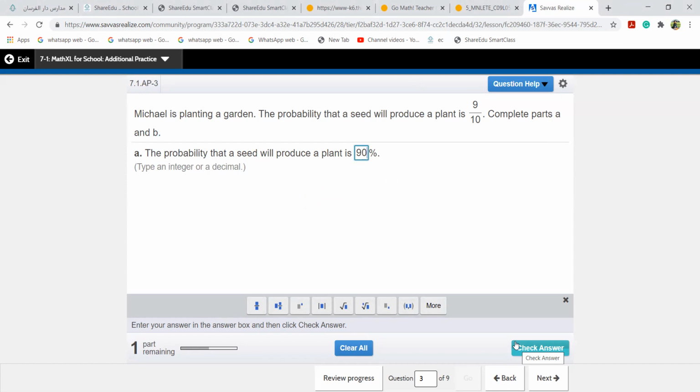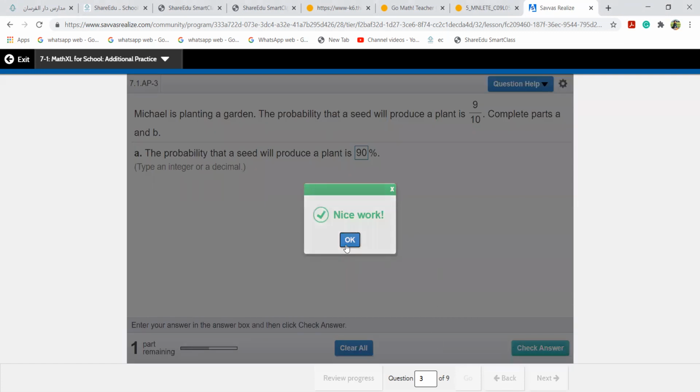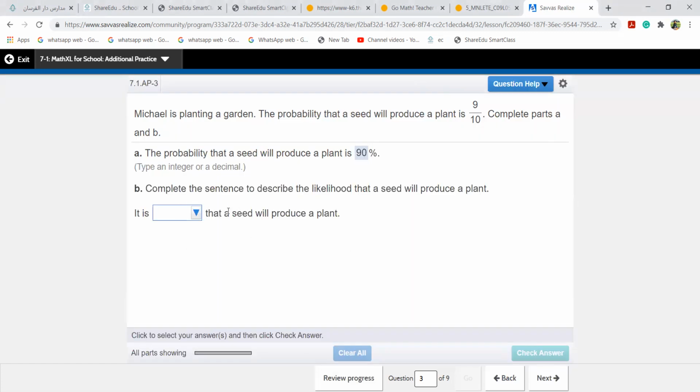Is it likely, unlikely, certain, or impossible? 90 is a good mark. Out of 90%, it is likely. If you get 100%, you will say certain. If you get 90%, you will say likely. If you get 10%, you will say unlikely. And if I say you got 110 out of 100, is it possible? Impossible. So your answer is perfectly correct.